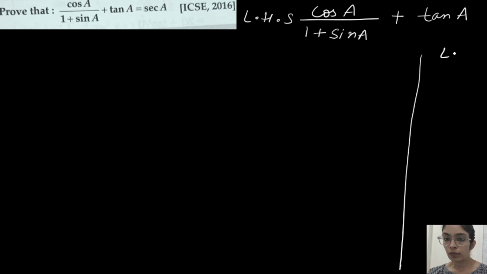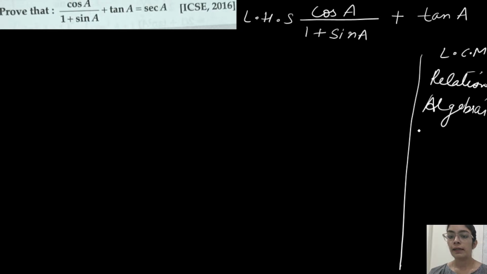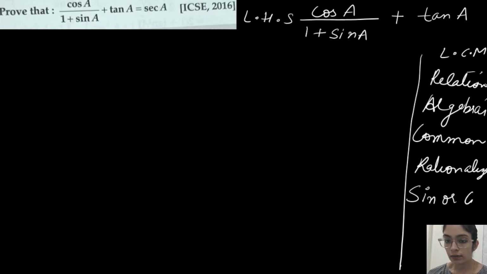But before that, there is one rule which I didn't tell you. I have told 6 rules. First of all, LCM I have told you. Then trigonometric relations I have told you. Then algebraic identities I have told. Then taking out the common factor. And rationalization I have mentioned. 1, 2, 3, 4, 5. A 6th rule you can write: changing everything to sine or cos. So these 6 rules you can always remember, only 6. Changing everything to sine or cos, if it is possible, that also we can do.